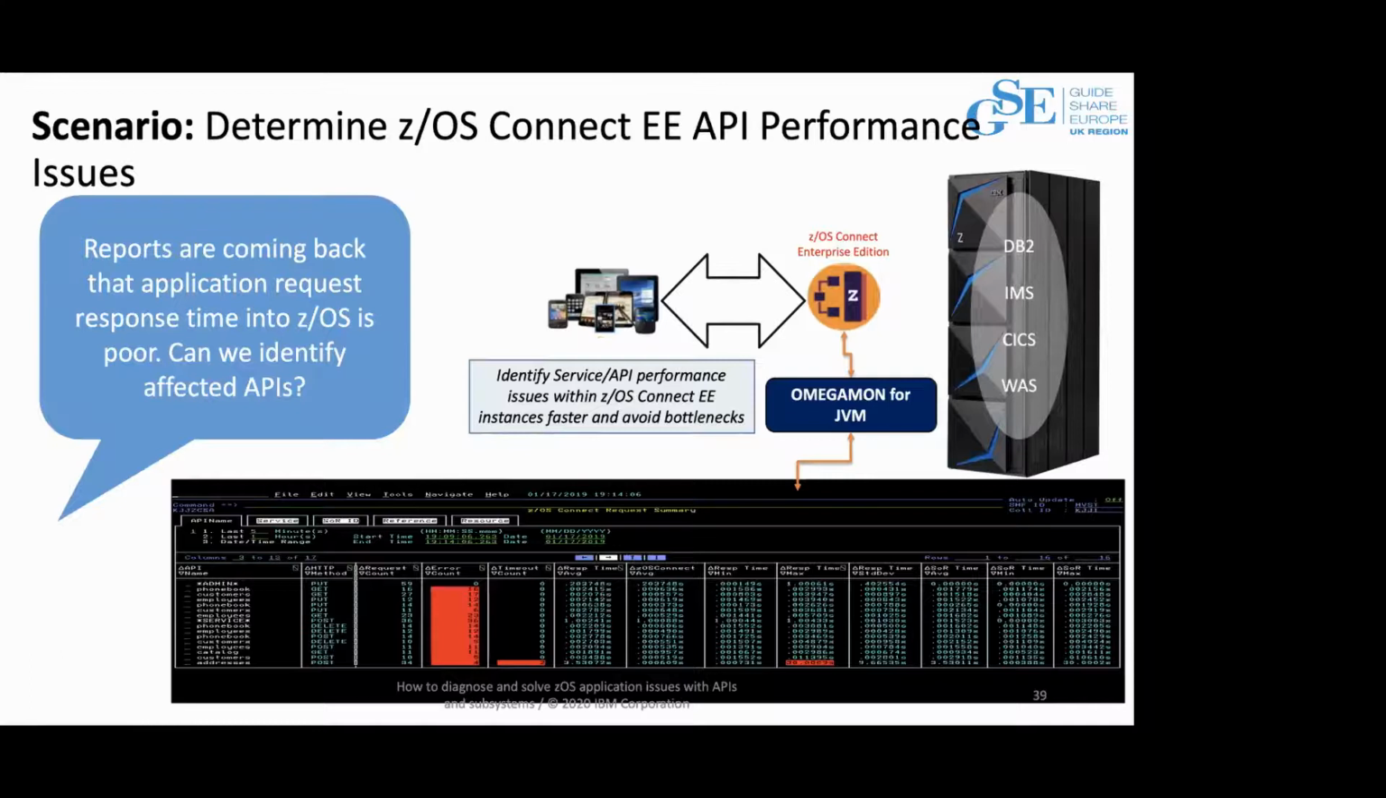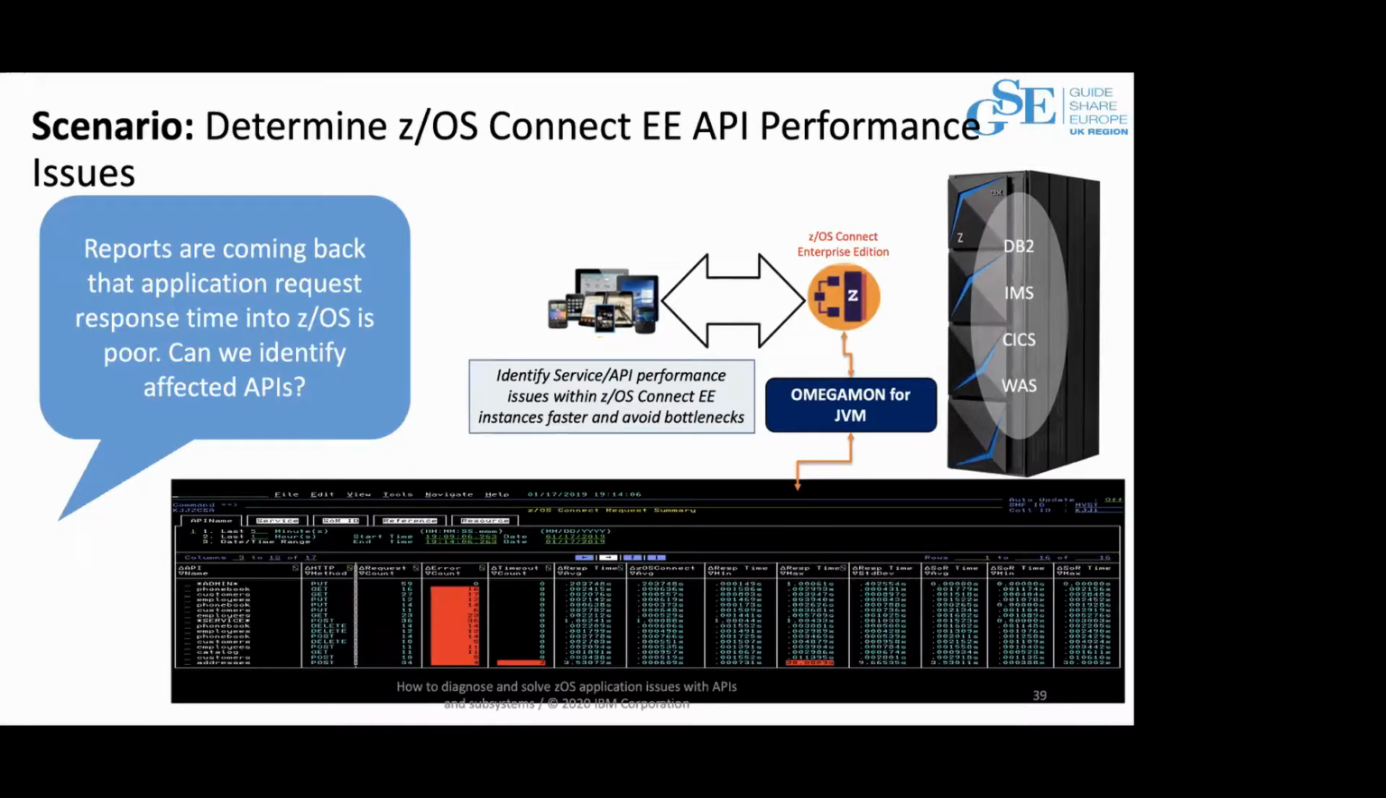You may be aware that in some instances I've seen customers running zOS Connect JVMs within the CICS region itself rather than standalone. So bear that in mind: if you want to monitor JVMs or zOS Connect APIs, they could reside in the subsystems directly as well, which of course we capture with the OMEGAMON agent as well. So if you get reports coming in that there's a slow response or API response, how can you identify which APIs are affected?